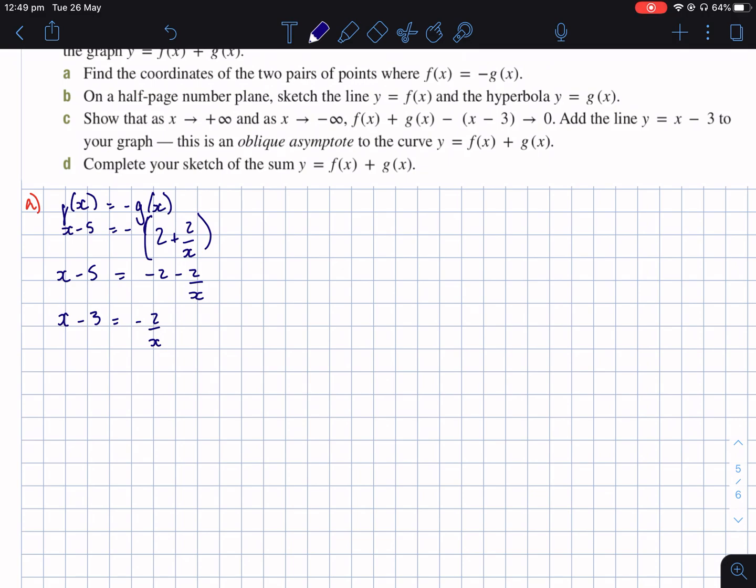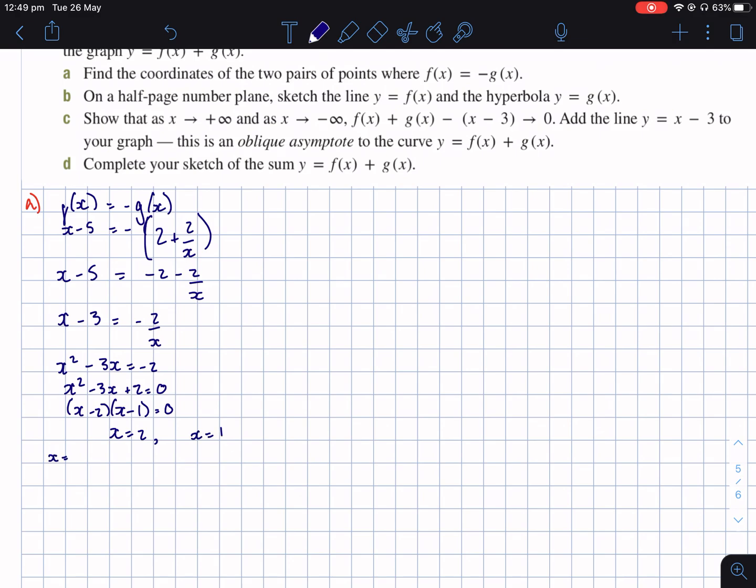Now I'm going to multiply everything by x. So I've got x squared take 3x equals negative 2. So x squared take 3x plus 2 equals 0. I'm going to factorize this to find the two values of x, or you could use a quadratic formula. This is x take 2, x take 1, because I know negative 2 times negative 1 equals positive 2, and negative 2 plus negative 1 equals negative 3. So x equals 2, x equals 1.